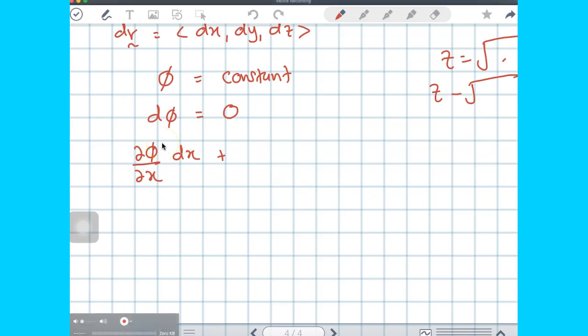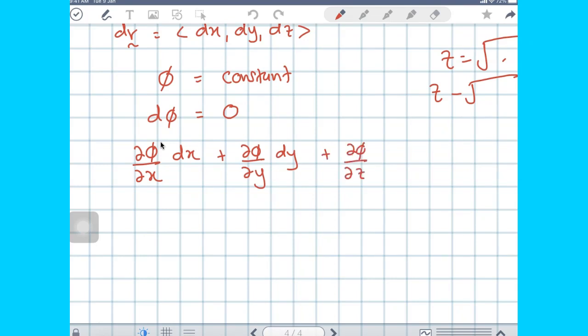Okay, it's just a symbol. And then still you have the other component, del phi del y dy, plus del phi del z dz. Because this one is always equal to 0, you also have 0 here, because when you simplify this, you will get this. Del phi is equal to 0 because this is constant.